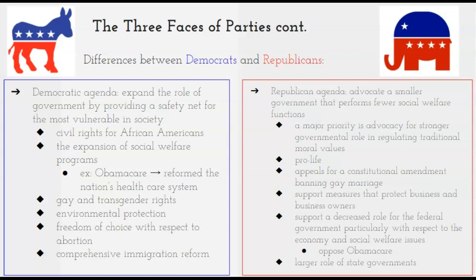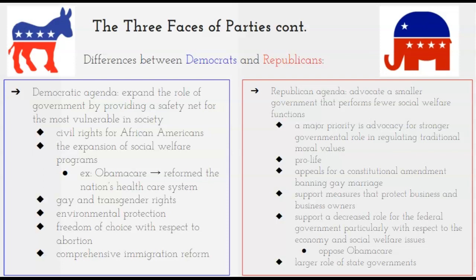We can contrast the Democratic agenda with the Republican agenda. And so Republicans advocate for a smaller government that performs fewer social welfare functions. A majority of their priority is to advocate for stronger governmental roles in regulating traditional moral values. And they also are pro-life. They are more inclined to appeal for a constitutional amendment banning gay marriage.